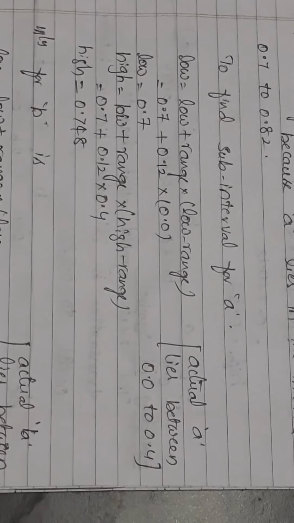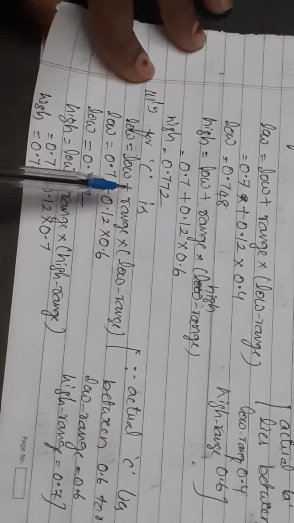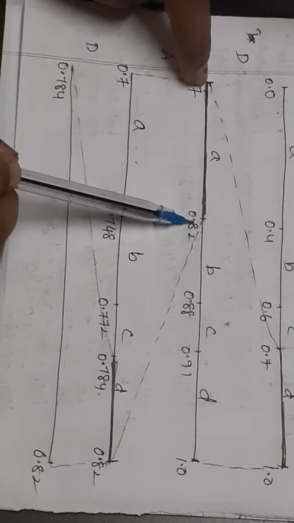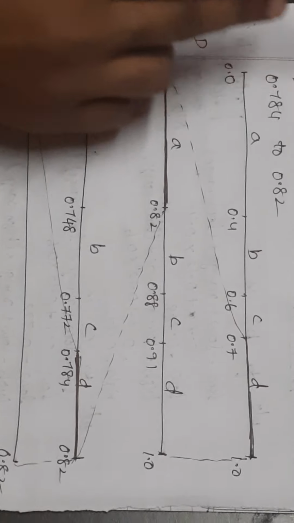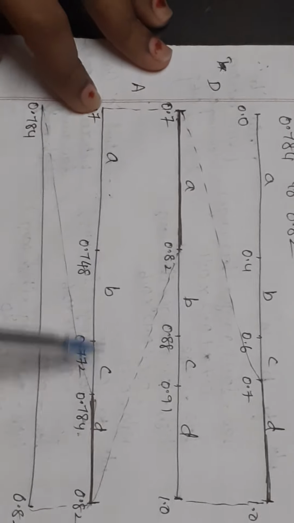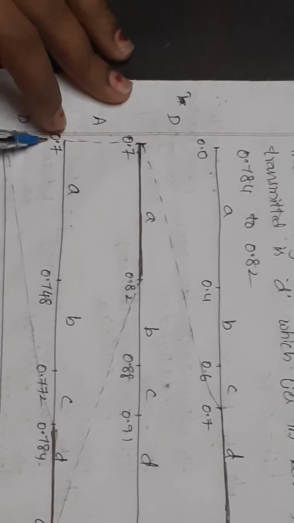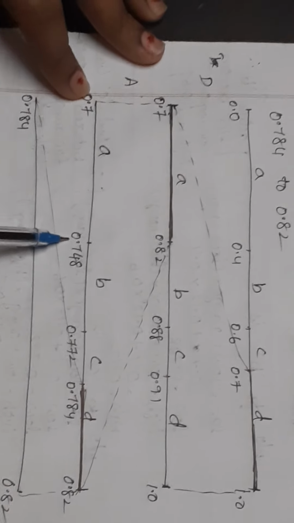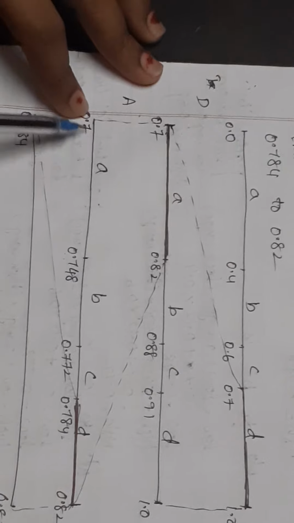And similarly for B, the probabilities are from 0.4 to 0.6, so low range and high range. So calculate the probability intervals for B. Similarly for C, you have to calculate. So here in the last, 0.7 to 0.82 for transmitting the A bit, this is the interval we have considered. So after calculating the low and high range intervals for A, B, C, D values, you will get 0.7 to 0.748 as your interval for A.